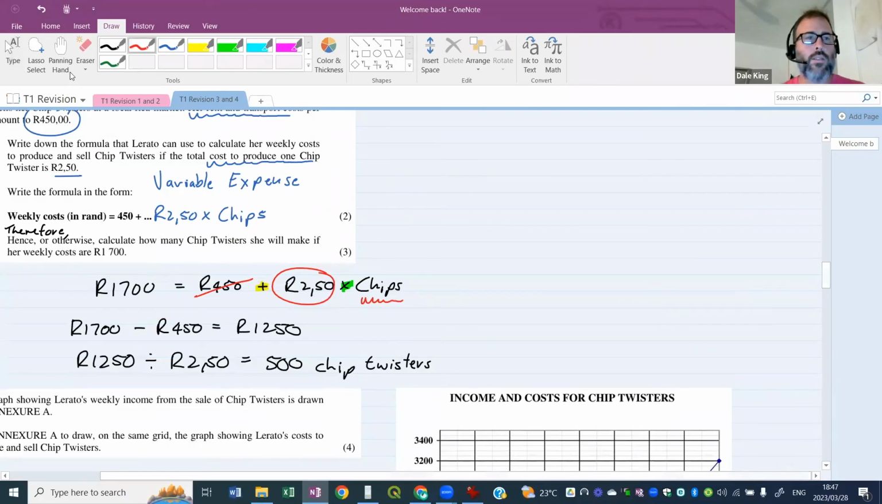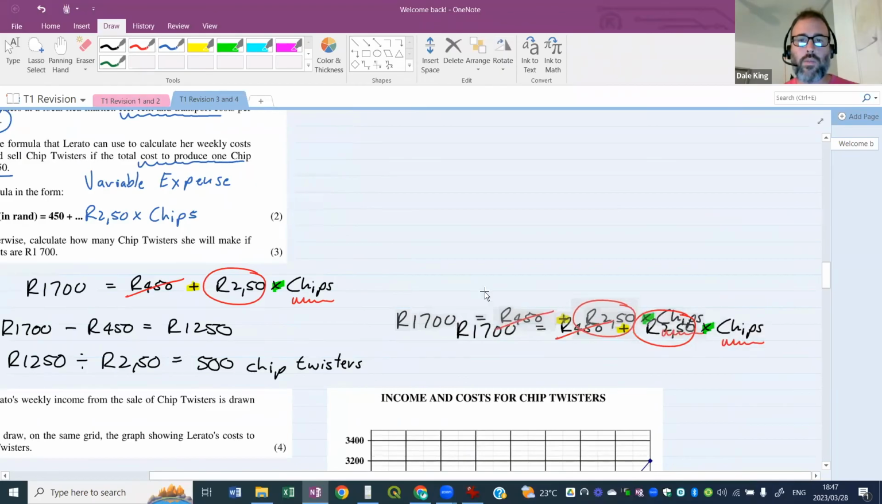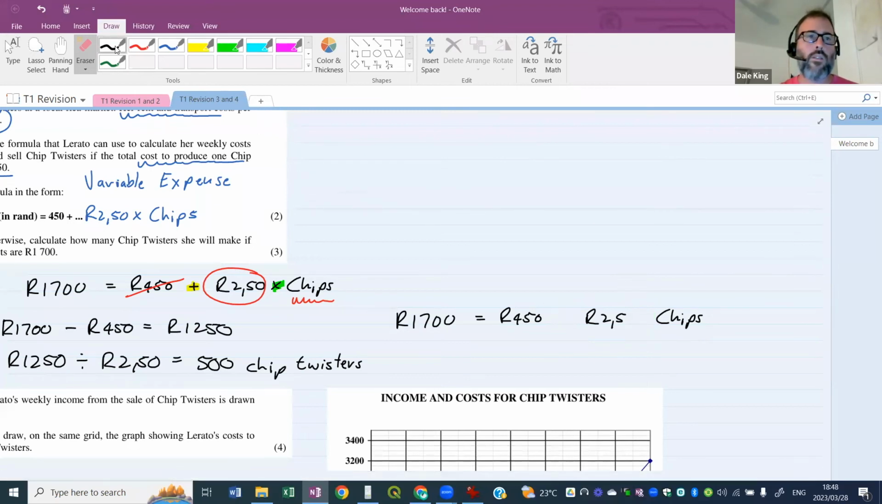Okay. I will bring out this formula and write it out in the front here and make it look nice and neat for you guys, because that's going to be the best thing to help. All right, we'll remove all the funny things. Whoopsie. All right, so plus there, and then we need to times here. Okay, and on the left, this is weekly cost. I'll just write the word cost. You know what I mean. So what will the costs be if she sells no chip twisters?